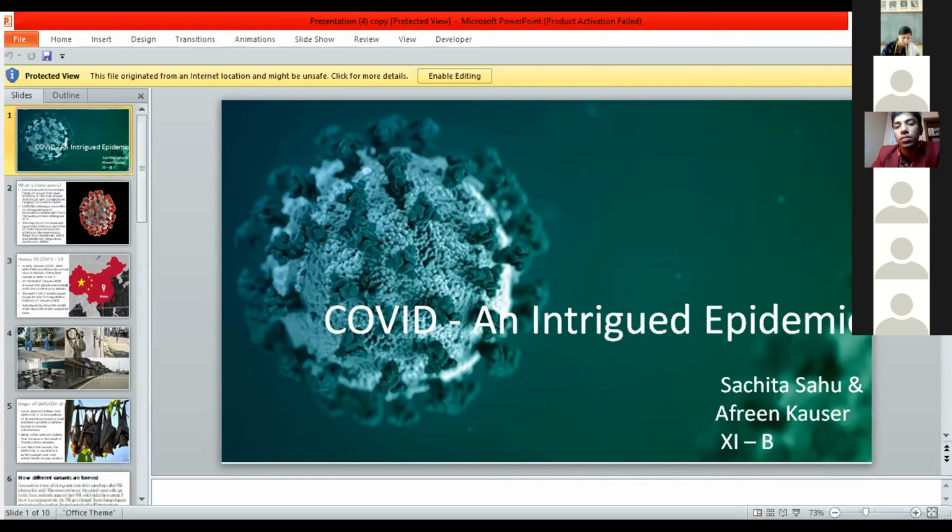The good thing about coronaviruses is they cause mild infections, like the majority of them cause mild infections, but a few of them cause serious rare infections like SARS and MERS.